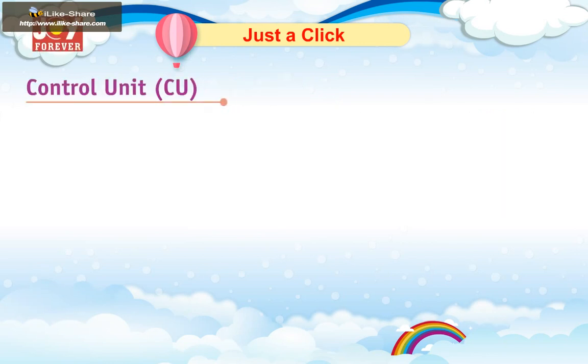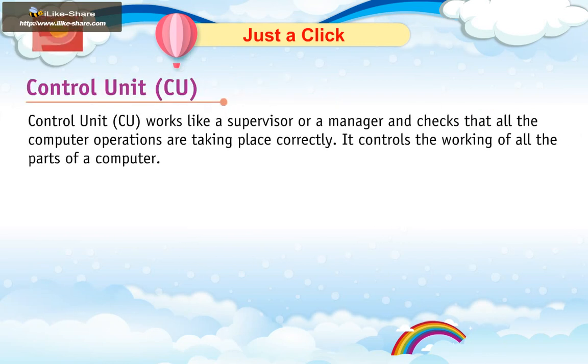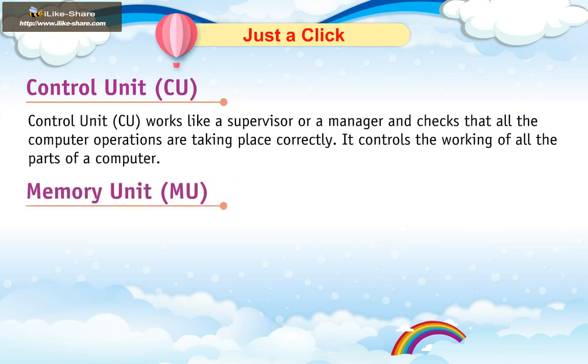Control Unit, CU. The Control Unit works like a supervisor or a manager and checks that all the computer operations are taking place correctly. It controls the working of all the parts of a computer.